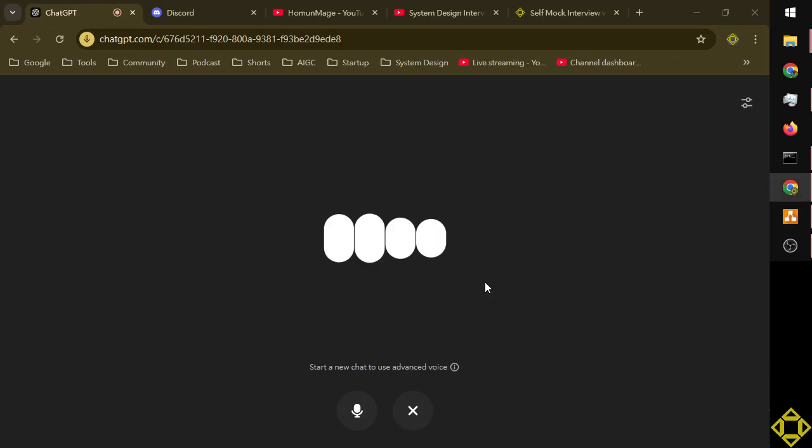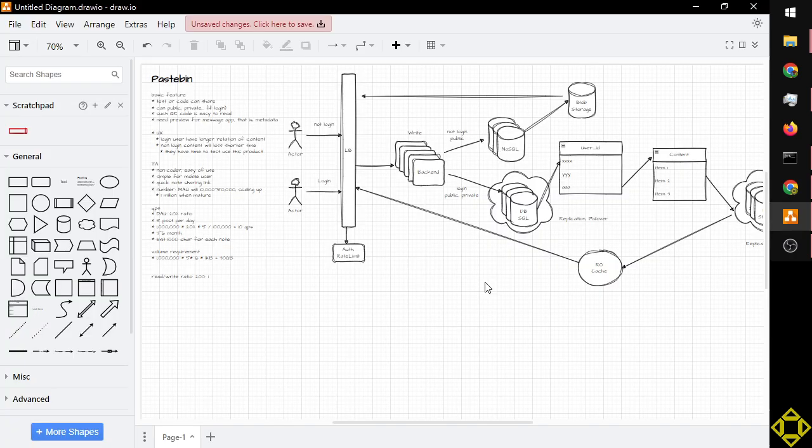2. Security. How would you handle data security, especially for private content and user authentication? We've talked about login mechanisms, but we could expand on encryption, securing data in transit, and potential vulnerabilities. 3. Performance optimizations. Beyond caching, what other performance optimizations would you consider, especially when scaling? We could discuss load testing strategies, optimizing storage, or improving read-write patterns.